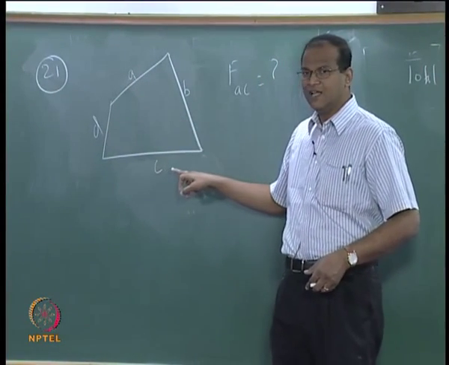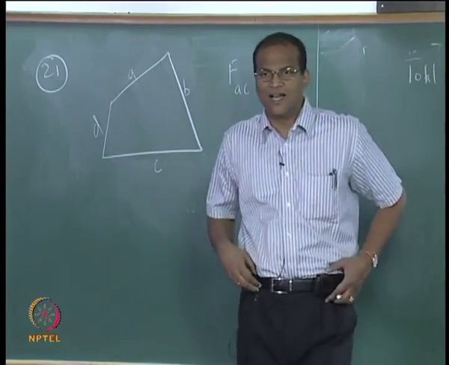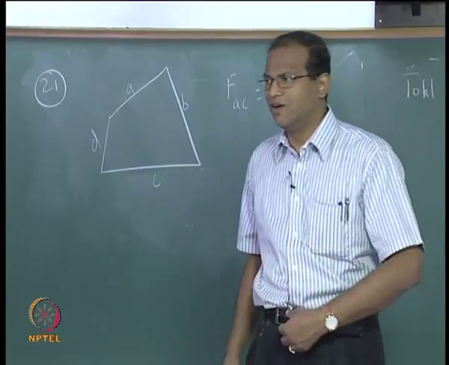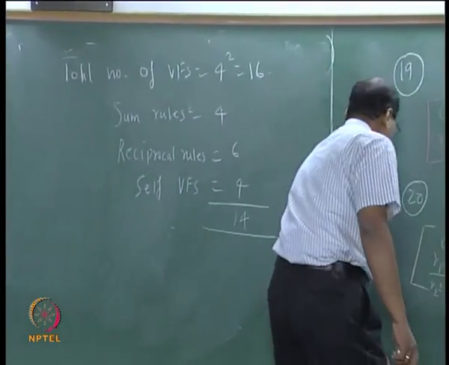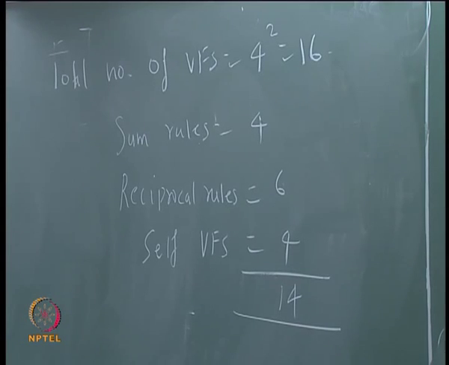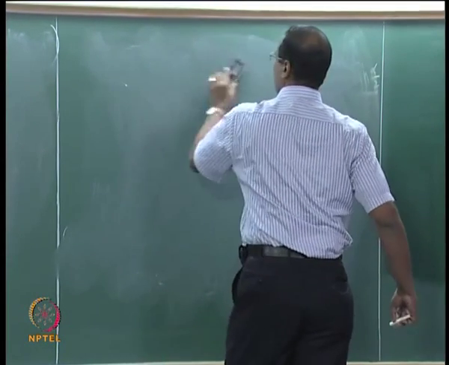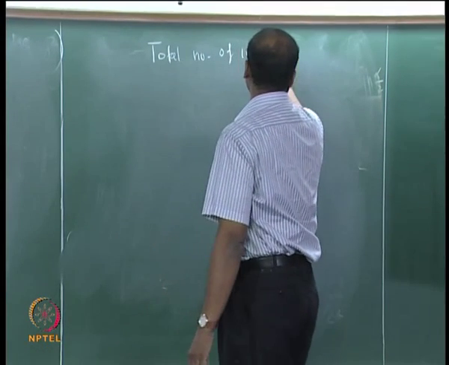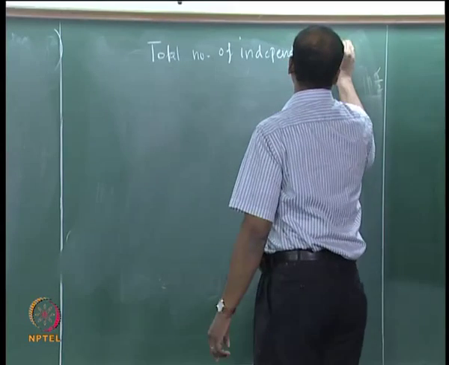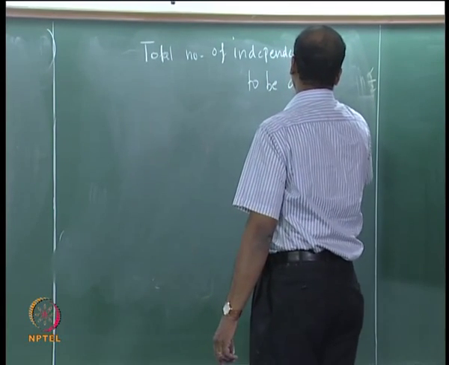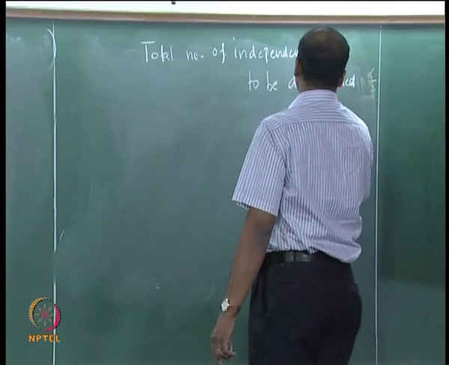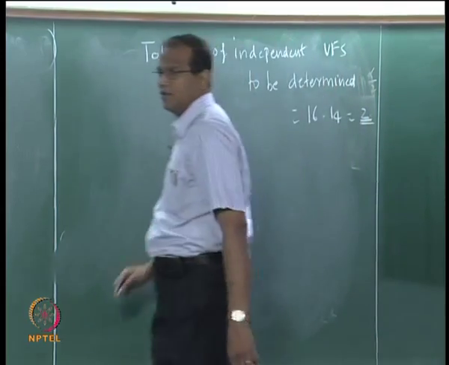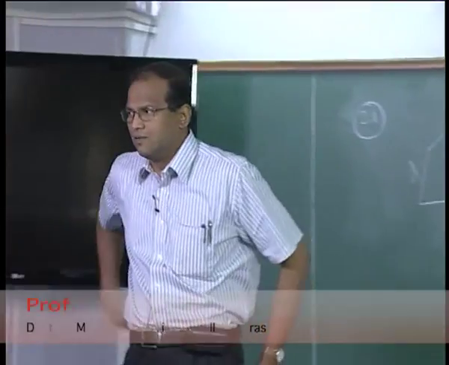If you get FA to C, that same formula can be used. So if you want to crack this problem, you have to somehow get the FA to C. And by symmetry or by analogy, if you have got FAC, you also get FBD. So what is FAC?